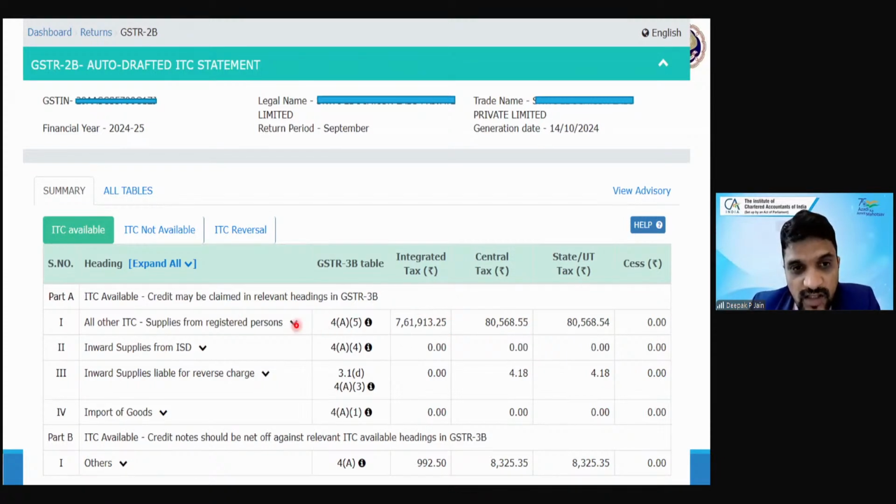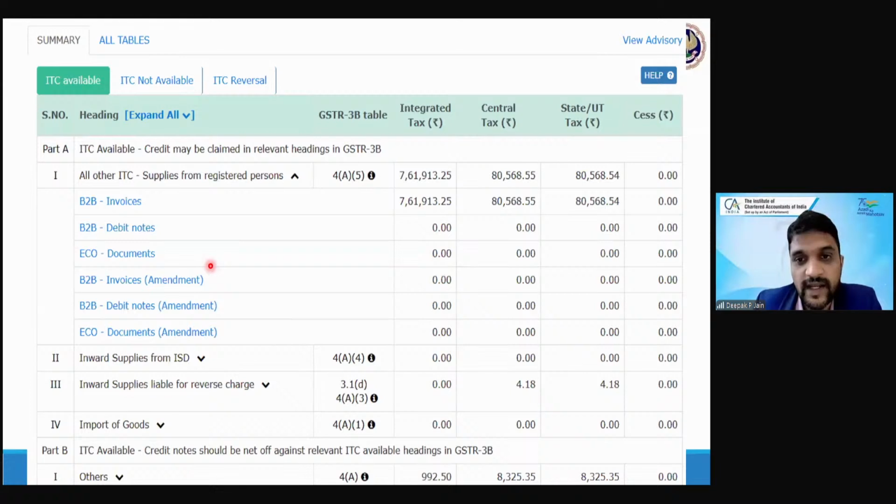By clicking on this arrow, you can get the invoice-wise details. Clicking on this arrow will break it up, saying how much is B2B invoices, how much is debit note, what are the other e-commerce documents. If there is any amendment in the invoices, all of this will get broken up. Okay. Then, what is this? This is completely B2B invoices.